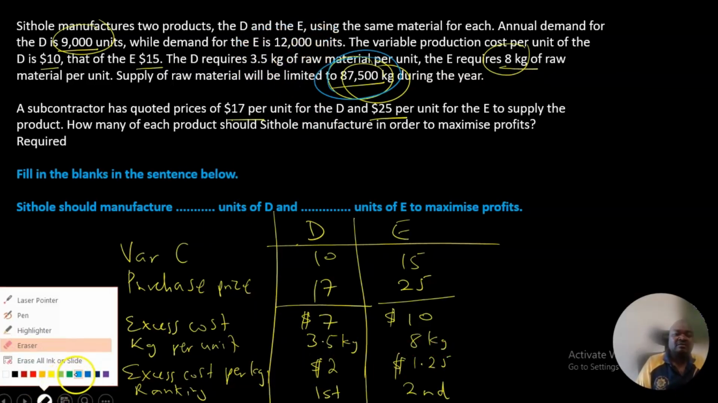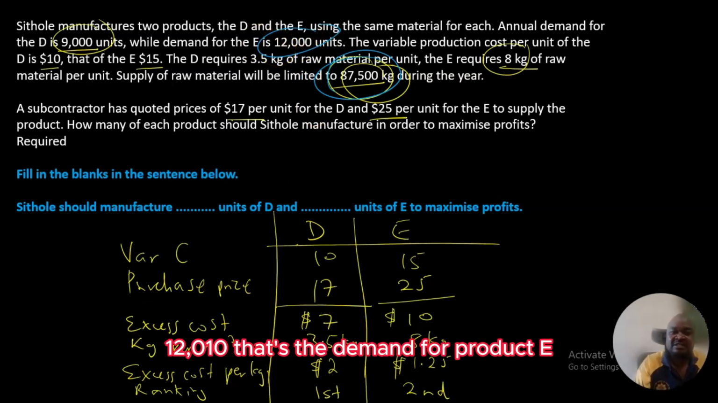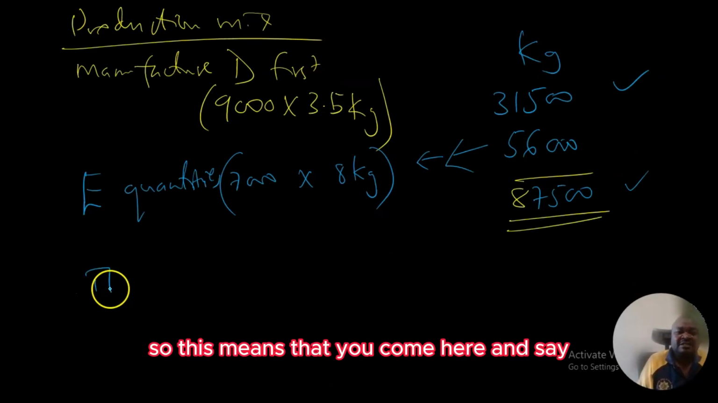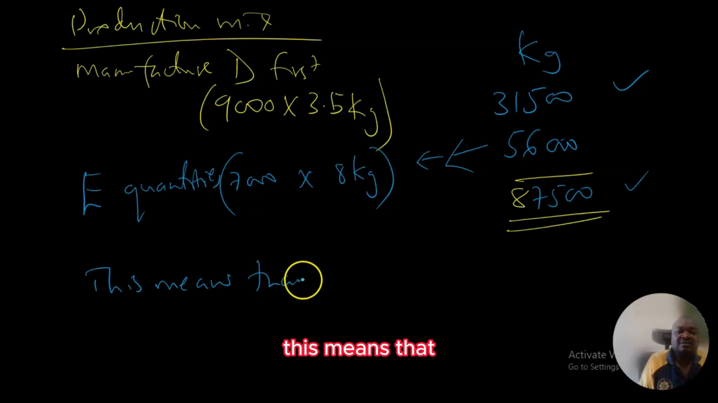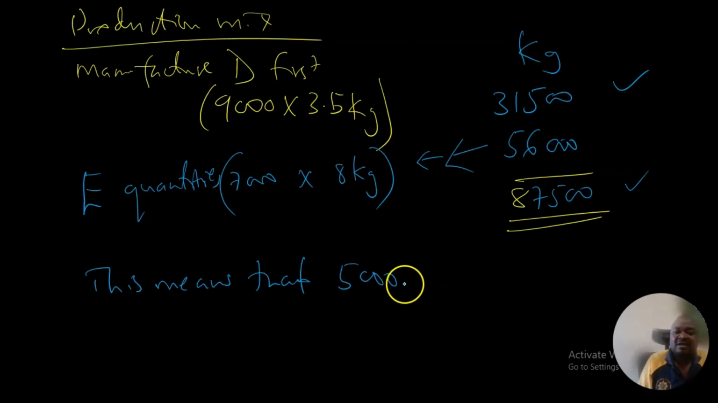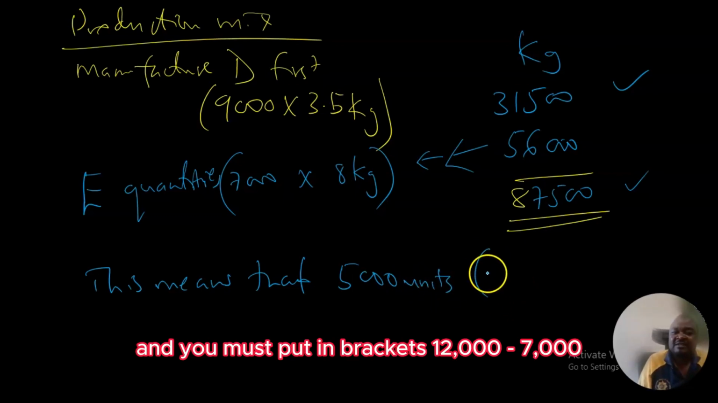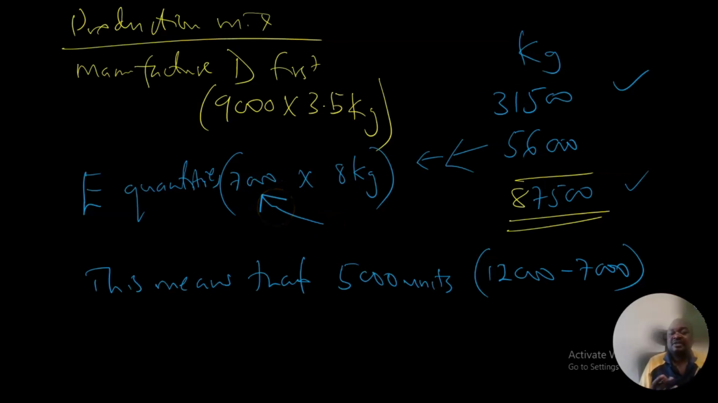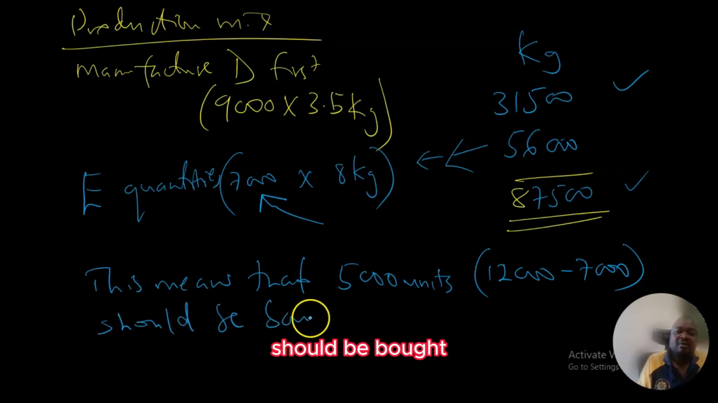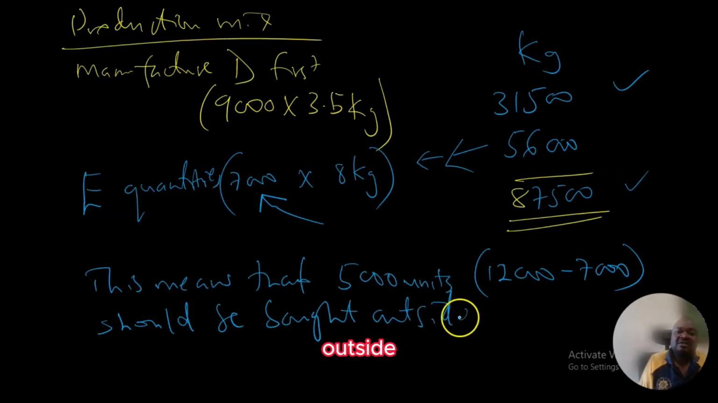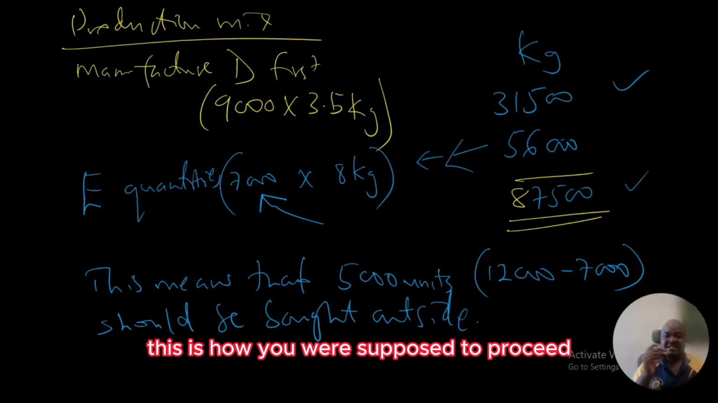Okay, so 12,000 there, that's the demand for product E. So this means that you come here and say, this means that 5,000 units, and you must put in brackets 12,000 minus 7,000. The 7,000, ladies and gentlemen, is this one. Minus 7,000, should be bought outside. Okay, so this is how you are supposed to proceed with this particular question.